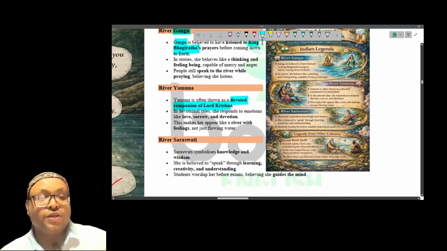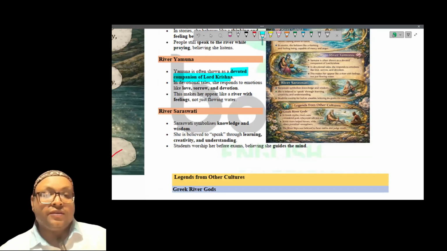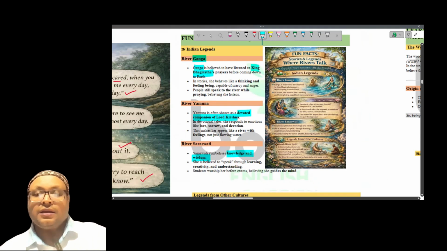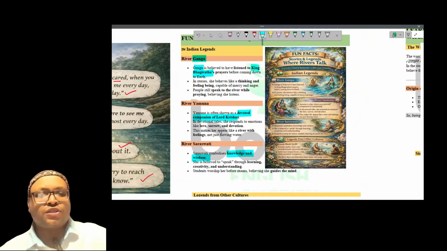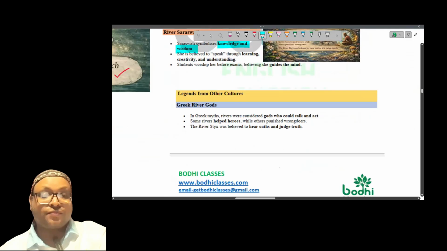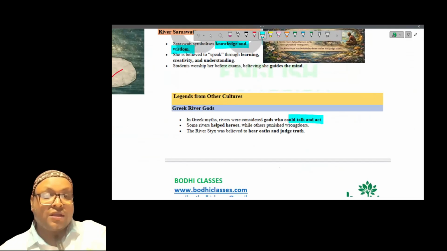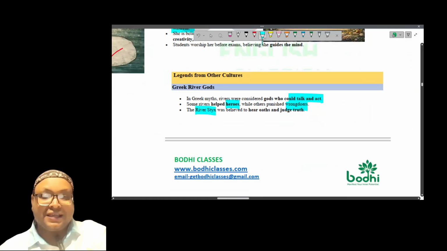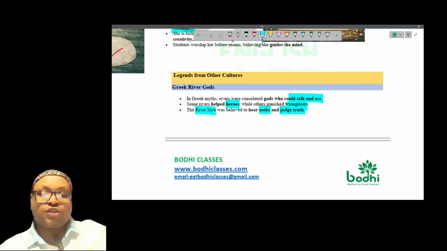Even River Saraswati, which used to be called a mythical river, and now we have found traces of the river already. This mythical river Saraswati is symbolically connected with knowledge and wisdom. So there are these kinds of rivers which had human-like mythical stories, talking, connecting, conversing with humans. There are also Greek rivers who could talk and act. Some rivers helped heroes, some punished wrongdoers. The river Styx could hear oaths and judge truth.